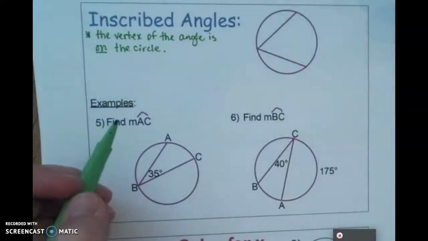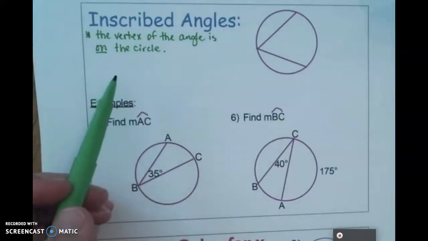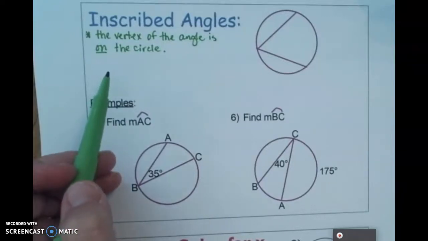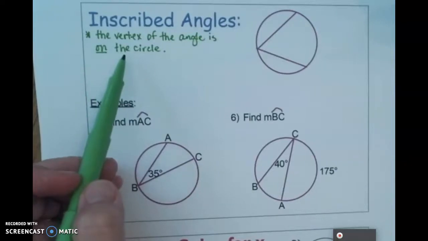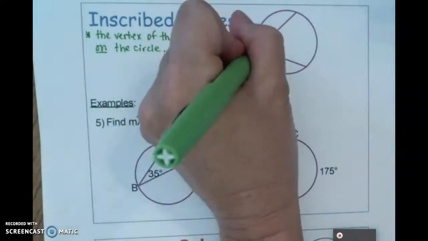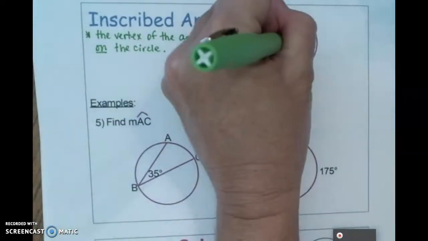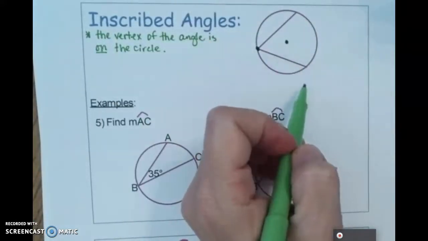Okay, so we're going to continue with our angles in a circle. We are going to talk about inscribed angles at this time. So we just finished up with central angles. Now we're going to learn about inscribed angles. The difference is the vertex of the angle, if it's inscribed, is actually on the circle. So if you look here, the vertex of my angle is on the circle versus earlier when it was at the center of our circle.